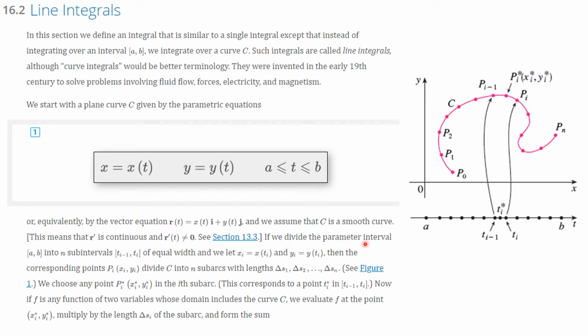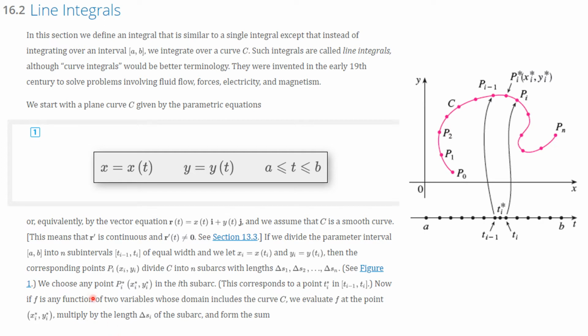So if we divide the parameter interval, that's the a to b, into little slices, t i minus 1 to t i, of equal width, and if we let x i equal x of t i and y i equal y of t i, then the corresponding points P i of x i, y i divide C into subarcs of length delta s i. So you see these are the sublengths that we have. There's the first one, the second one, and so on. And these are delta s 1, delta s 2, and so on.